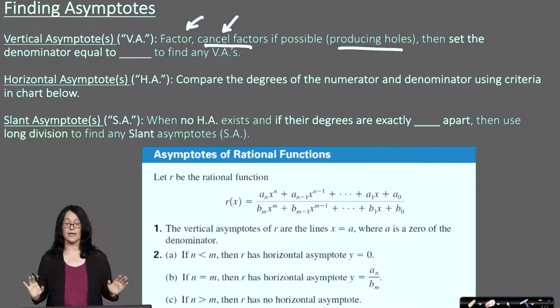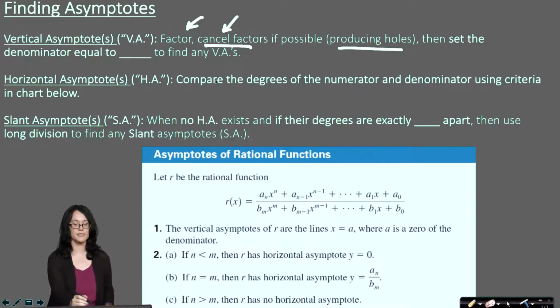Now, if nothing cancels, that's great. That means that if your denominator is 0, it will simply produce a vertical asymptote. So what you do is you take your factors of your denominator and set them equal to 0. That will help you find any vertical asymptotes.